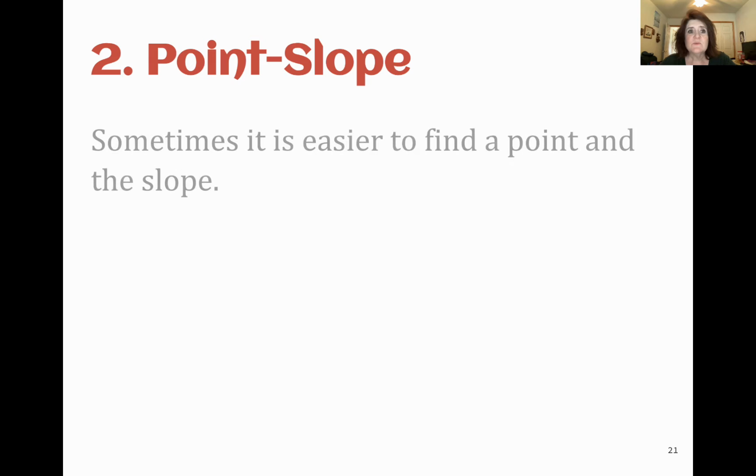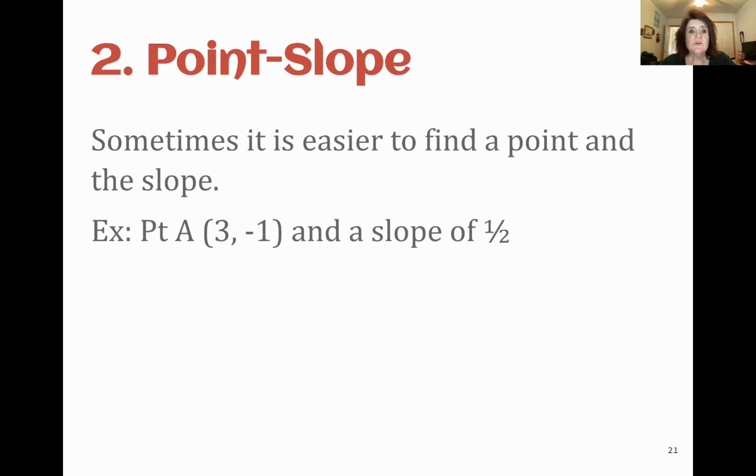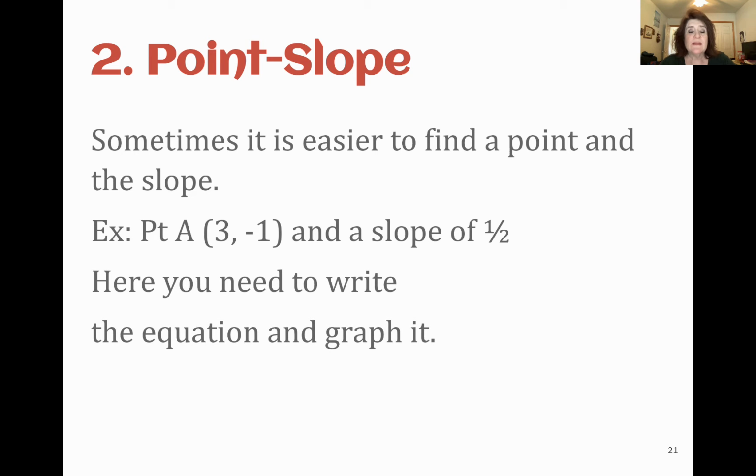The second way is with point-slope. Sometimes it's easier to find just any point that will work and then use the slope. So you're given point A is the point (3, -1), and the slope is 1/2. Here, you'll need to write the equation and then graph it. So writing the equation, you would get y is equal to 1/2 x minus 5/2.